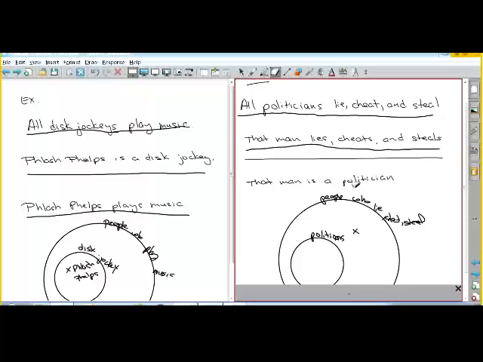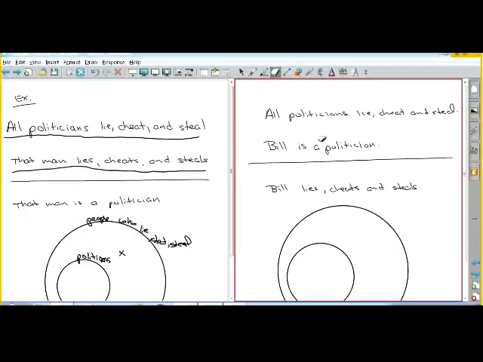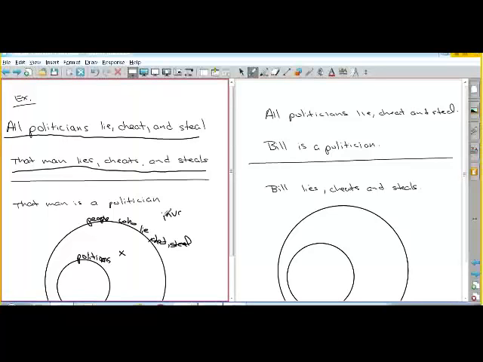Because of that, the conclusion that man is a politician is not valid. It's not a valid argument, because it hasn't forced me to put the little X inside the smaller circle. So this is an invalid argument.